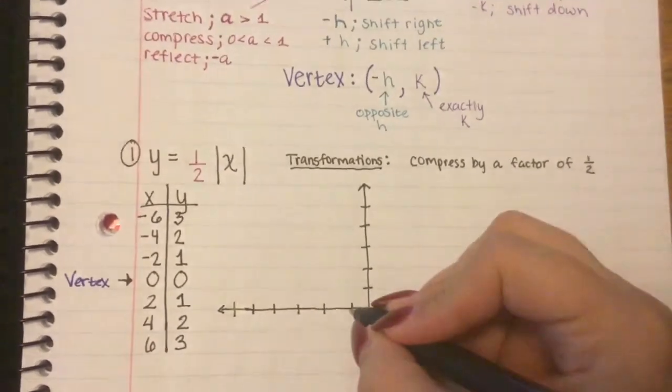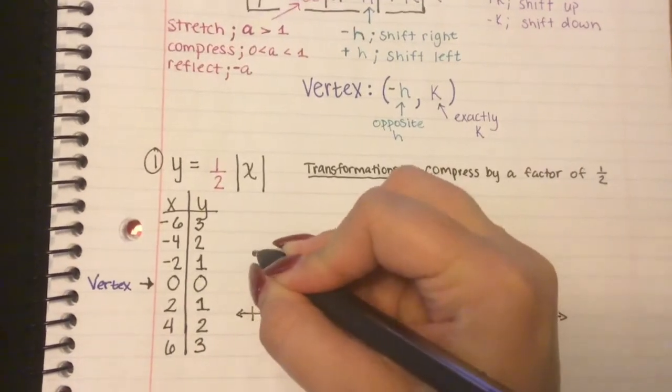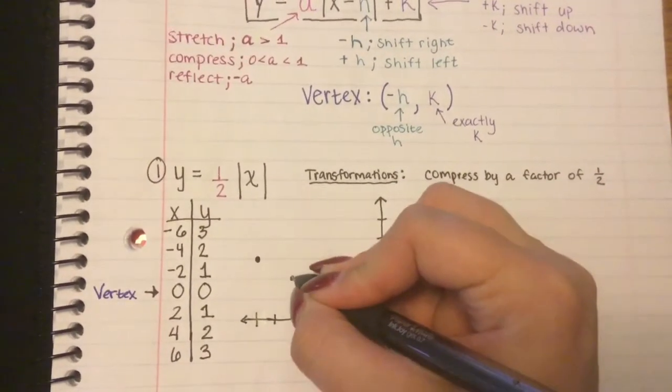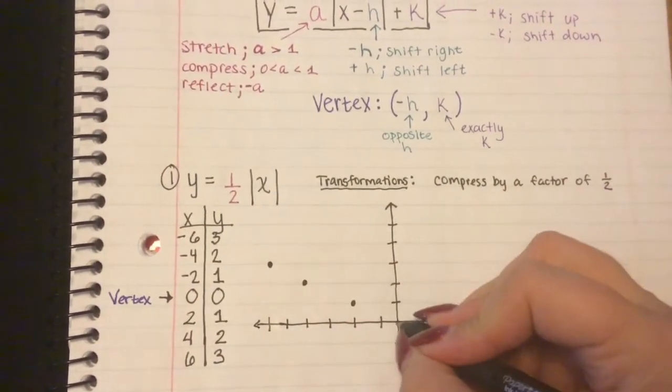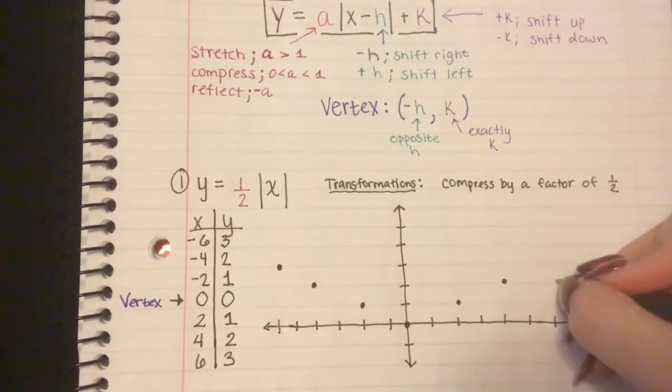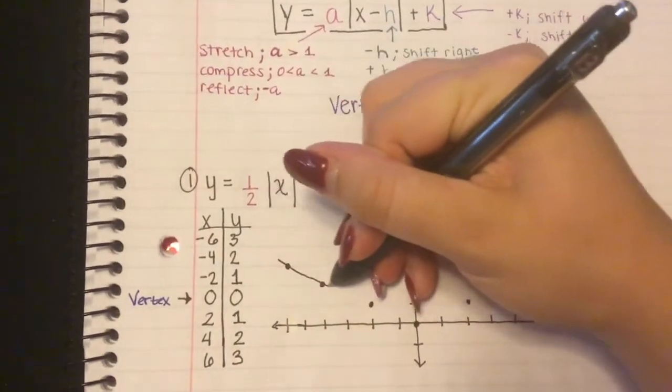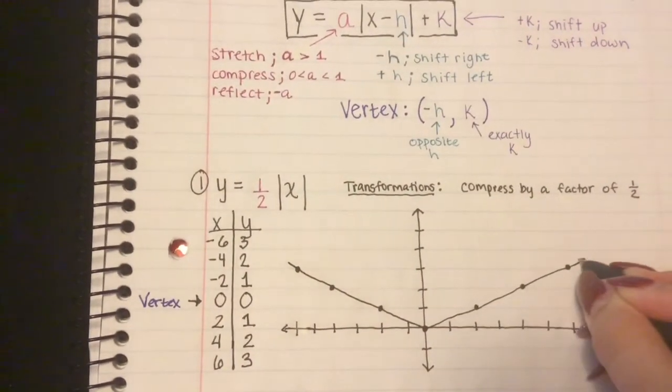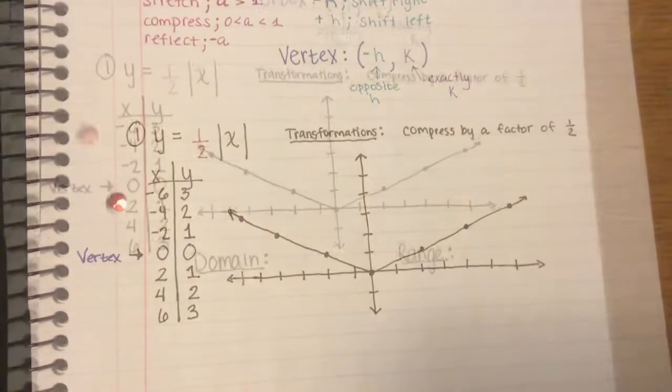Now that I have my table of values, I can go ahead and put this on a graph. Normally I would use graph paper for these graphs, but I didn't have any, so here we are. I'm plotting these points, as you can see, from left to right: (-6, 3), (-4, 2), and so on. We can see our vertex really well here, and we can notice the compression.